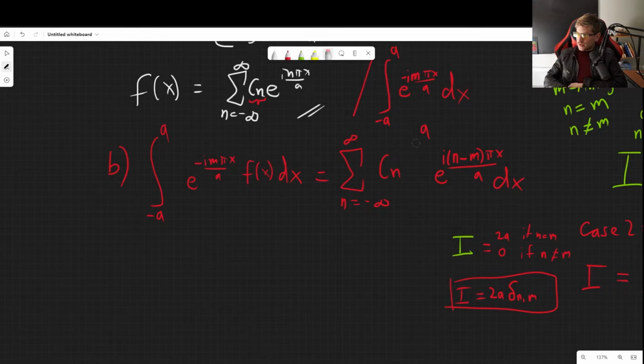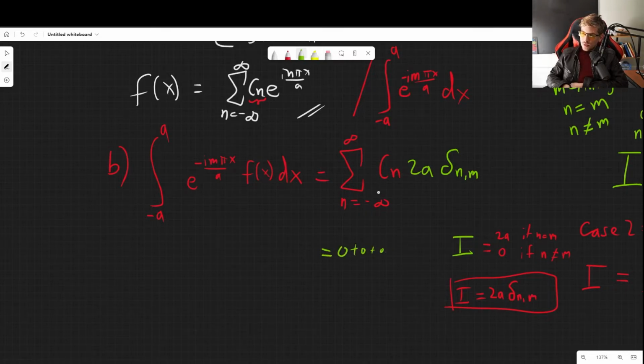So this entire thing, we already know, is simply 2a times the delta function nm. Okay, and the delta function, what does it do? It says the only allowed value where the delta is not 0 is when n is equal to m. So the entire right-hand side is a bunch of 0 plus 0 plus 0 plus 0 plus 0 plus 0 until we get to that one particular value, and that one still exists. So we get 2a cm.